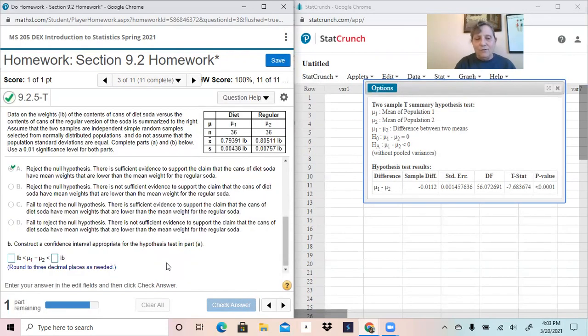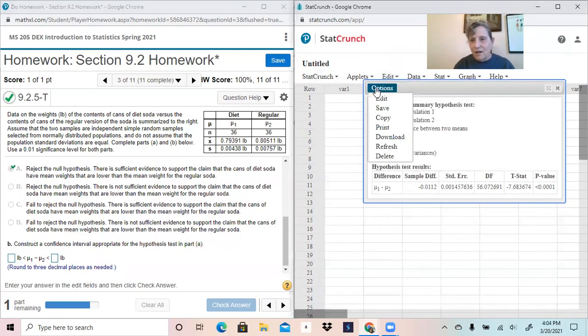Now, I don't remember running into a problem with this for the proportions. So I guess all of the proportion problems were two-tailed tests. But if you have a one-tailed test, when you switch from the hypothesis test to the confidence interval, you have to double your significance level before you subtract it from 1.